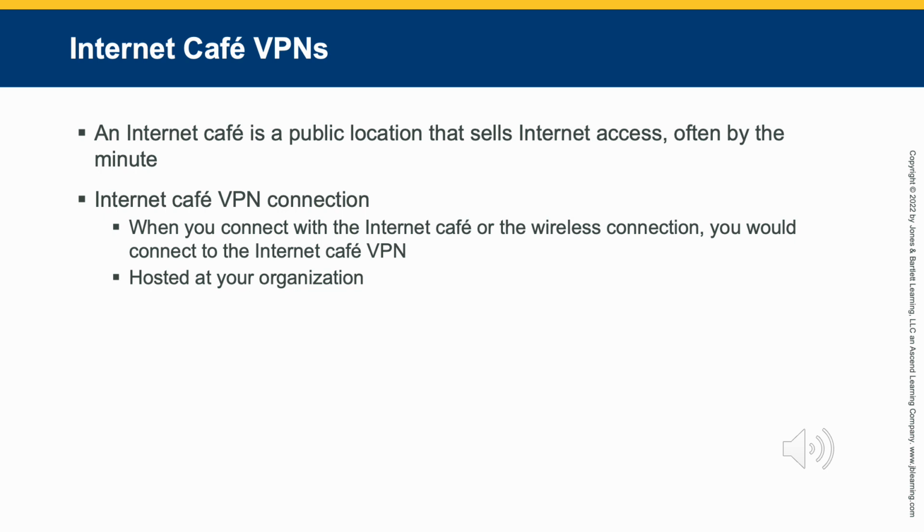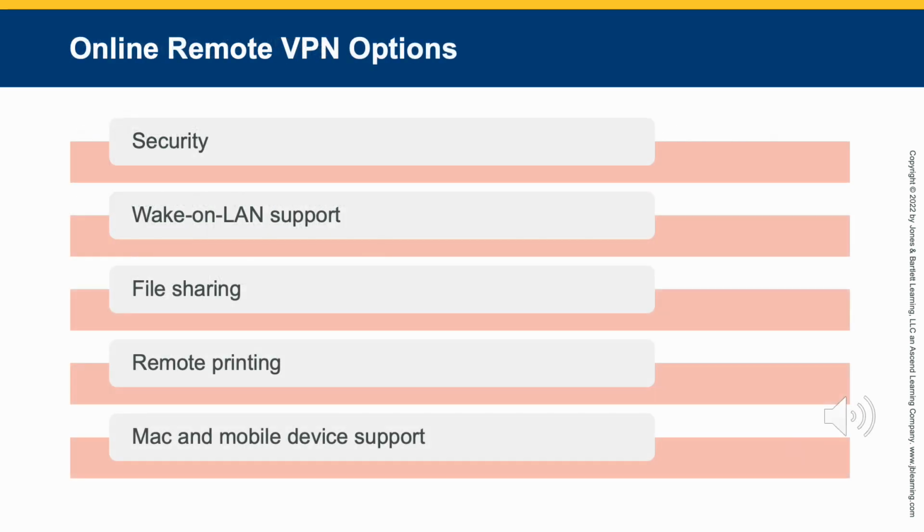Internet Cafe VPNs. An Internet Cafe is a public location that sells internet access, often by the minute. An Internet Cafe VPN connection is when you connect with the Internet Cafe or the wireless connection, you would connect to the Internet Cafe VPN hosted at your organization. Online remote VPN options: you have security options, wake on LAN support, file sharing, remote printing, and Mac and mobile device support.